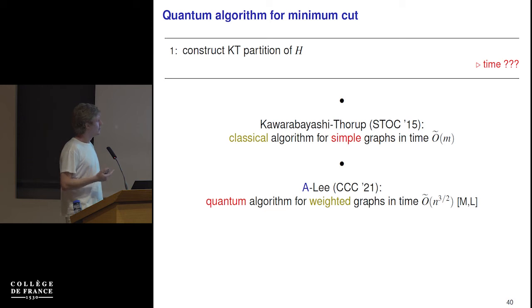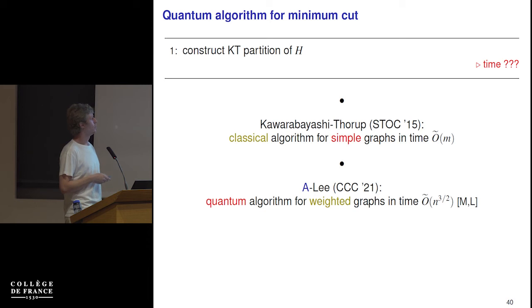So what we did in basically the first paper together with Troy, we proved that there's a quantum algorithm that finds this KT partition for weighted graphs in time which scales as O tilde n to the 3 over 2. This is both in the matrix model and the list model. So this is very satisfactory for the matrix model because it gives a time-efficient algorithm there, but not so much for the list model, which again I think is the more challenging one.